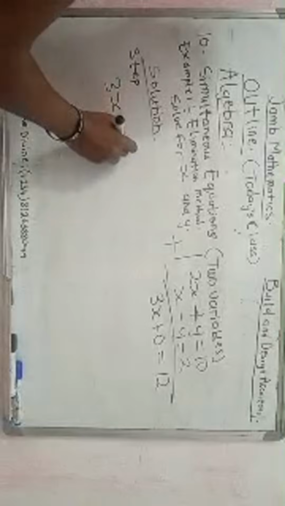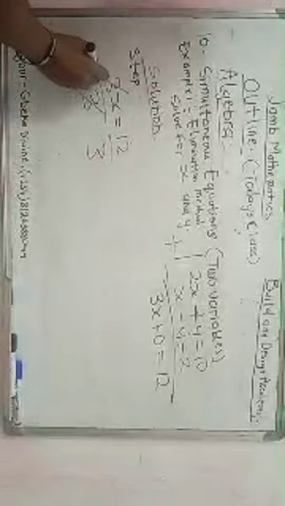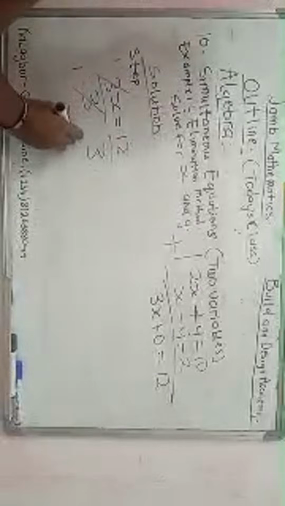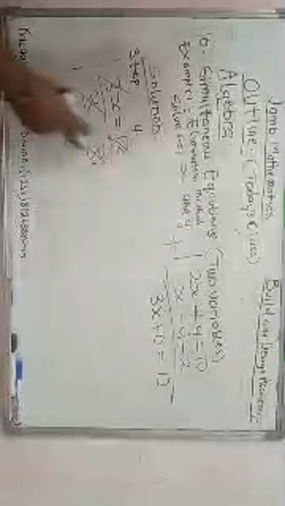So now we're left with 3x is equal to 12. Now divide both sides by 3. We'll have 3 into 3, 1, 1, and x is equal to what? 12 here gives us 4, here gives us 1. 3 into 3 will give us 1.